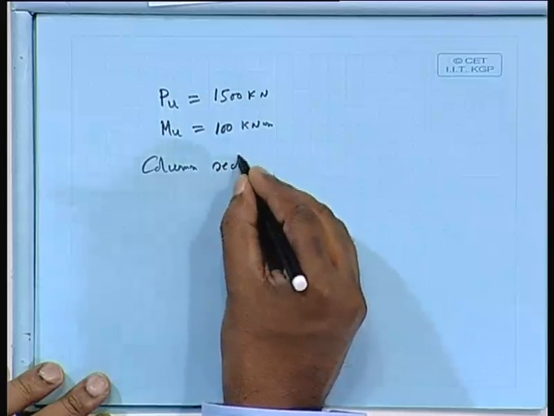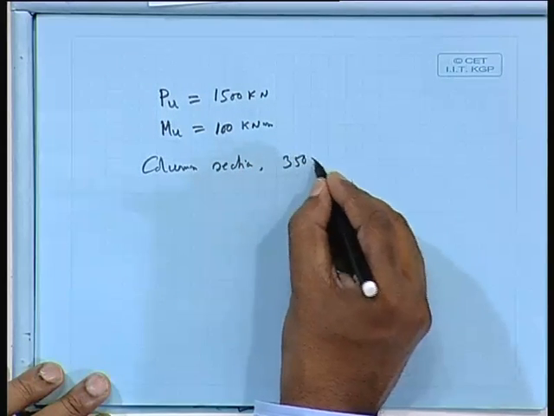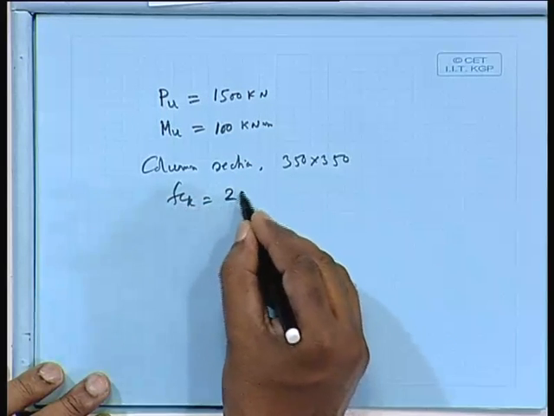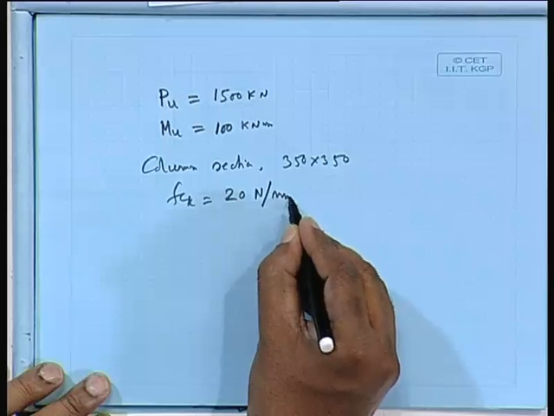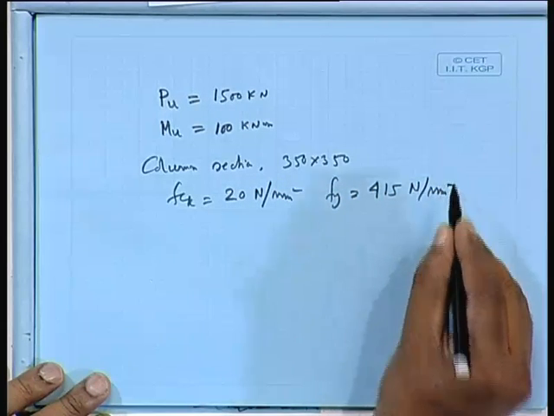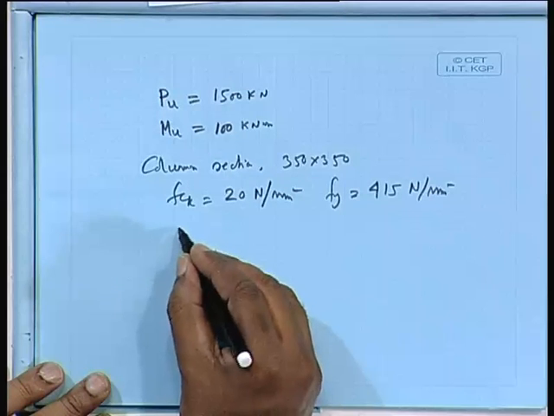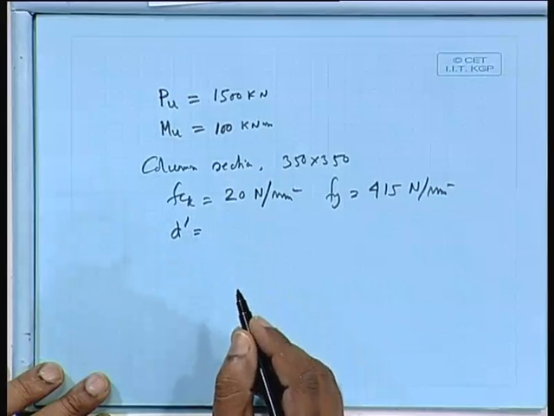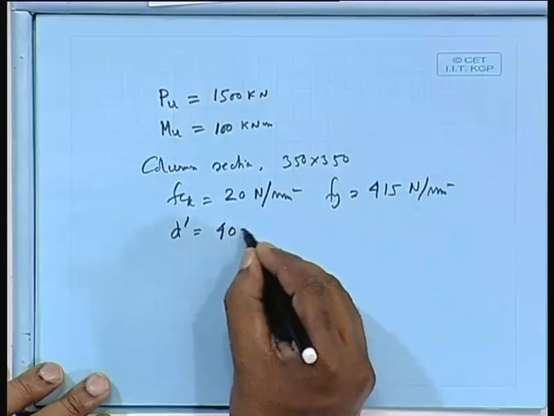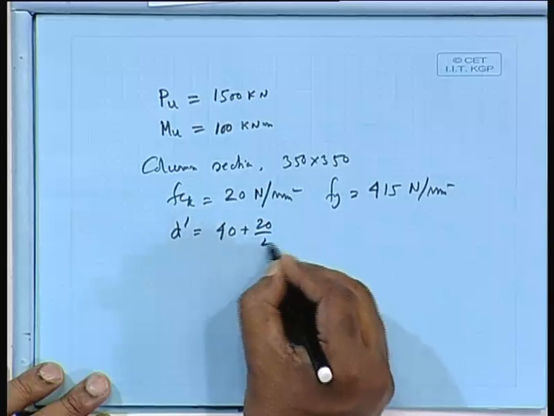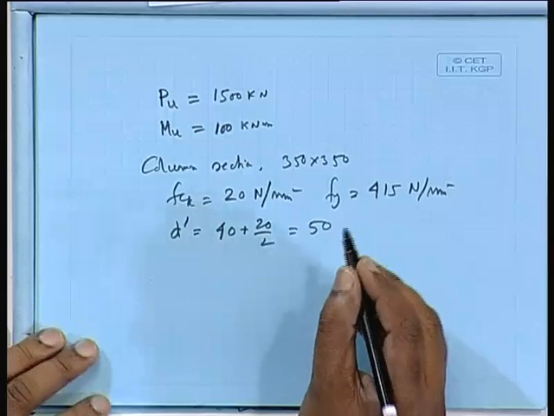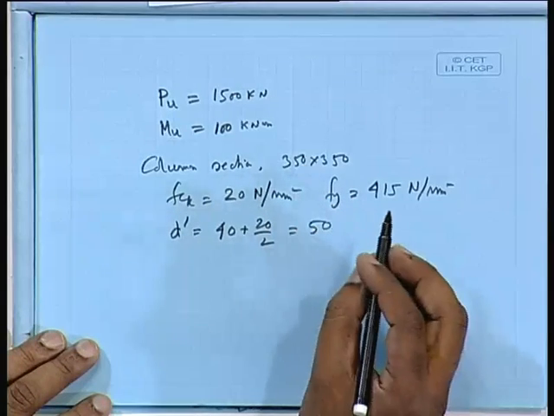Let us assume the column section, say 350 by 350, fck 20 Newton per square millimeter, fy 415 Newton per square millimeter. d dash: let us take d dash here as 40 plus 20 by 2, so 20 millimeters I am taking, so 50. Okay. So, we are getting this one, say 50.